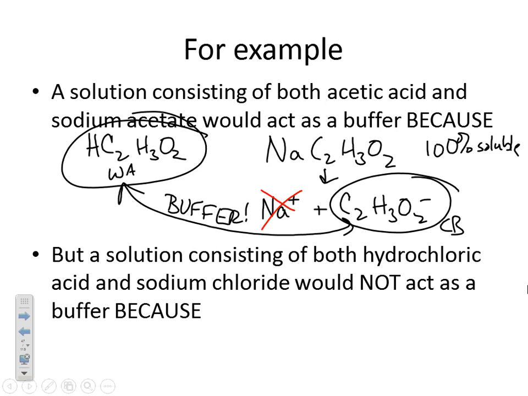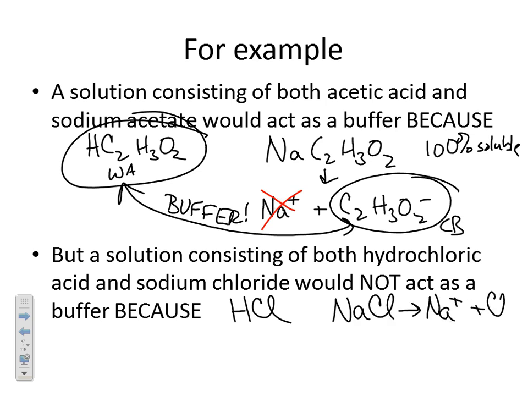But if you have a solution that contains both hydrochloric acid and sodium chloride, well, you do have an acid and conjugate base pair because you have HCl and you have NaCl, which is going to split completely into Na plus and Cl minus. So while yes, you have that and that, this is a strong acid, and this is the conjugate base of a strong acid, which is neutral, remember, right? It doesn't really do anything. And this will not work.